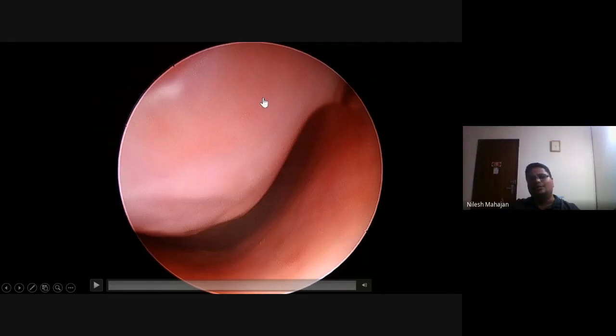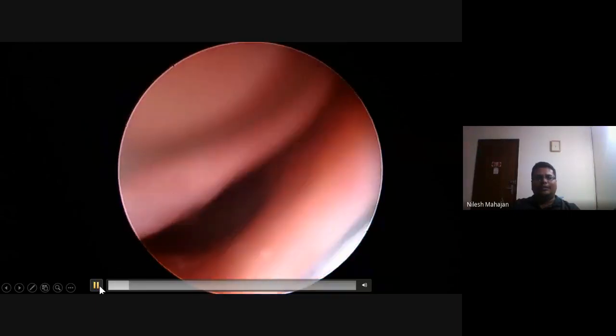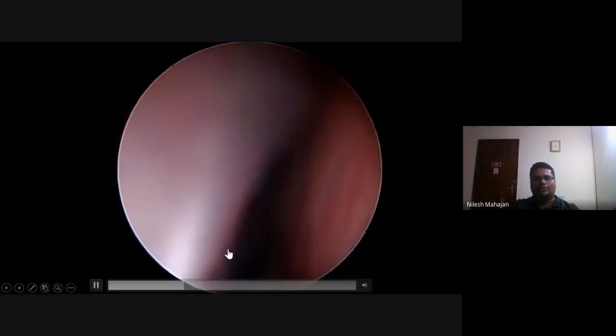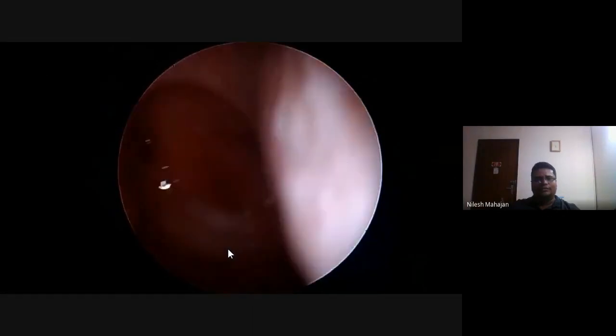So this is the simple nasal endoscopy procedure, which is quite common. We can easily do it in the OPD setup also. So what we do? This is the right nostril of the patient. This is the septum in the midline. This is the right inferior turbinate. So how do we do the first pass? We go along the floor of the nasal cavity to reach the nasopharynx. So I'm going along the floor of the nasal cavity to reach the nasopharynx.